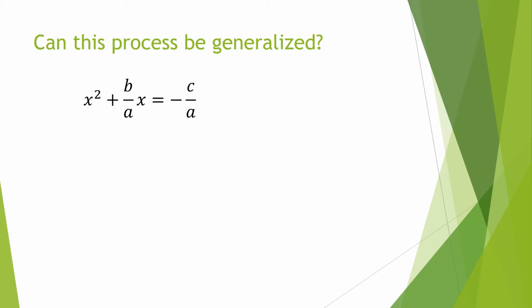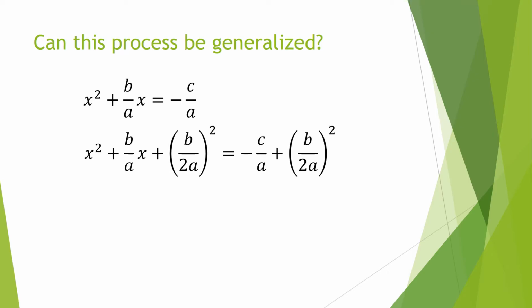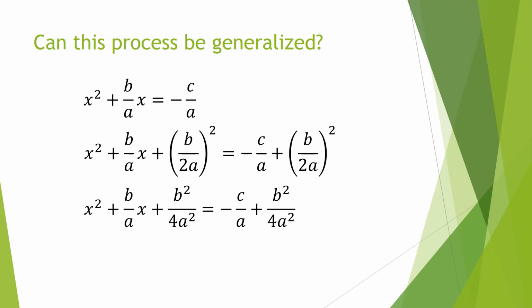Next step is we use that completing the square step by taking half of the x term coefficient, squaring it, and then adding that to both sides. So half of b over a is b over 2a. We square that and add it to both sides. Then we can expand that and say that b over 2a quantity squared is b squared over 4a squared.